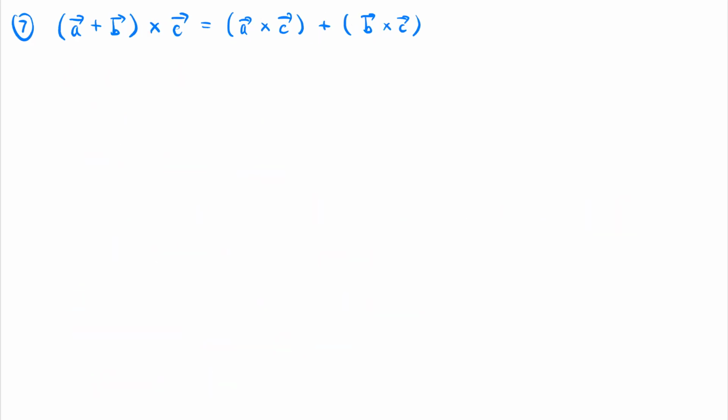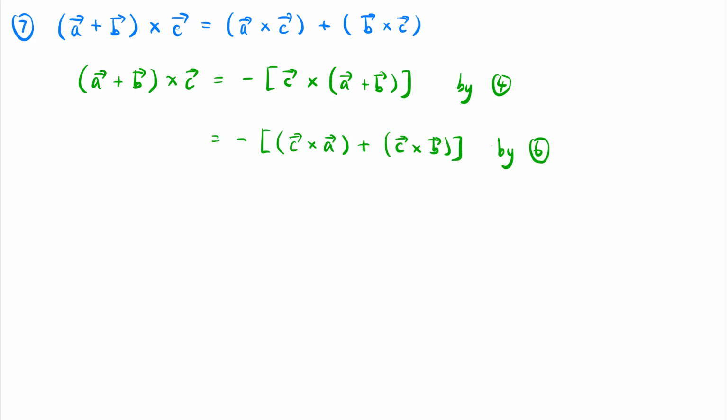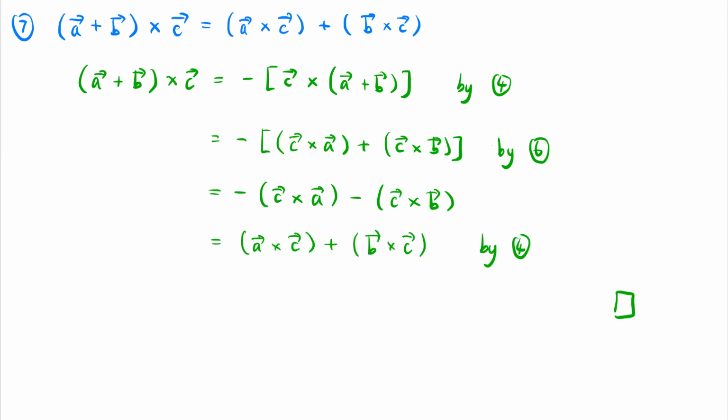The seventh property: (A plus B) cross C equals (A cross C) plus (B cross C). We can check that both sides are equal using the components of the vectors. Here we will use the previous properties instead. (A plus B) cross C equals negative C cross (A plus B) using the fourth property, which equals negative of (C cross A plus C cross B) using the sixth property. This equals the negative of C cross A minus C cross B, which equals A cross C plus B cross C using the fourth property.